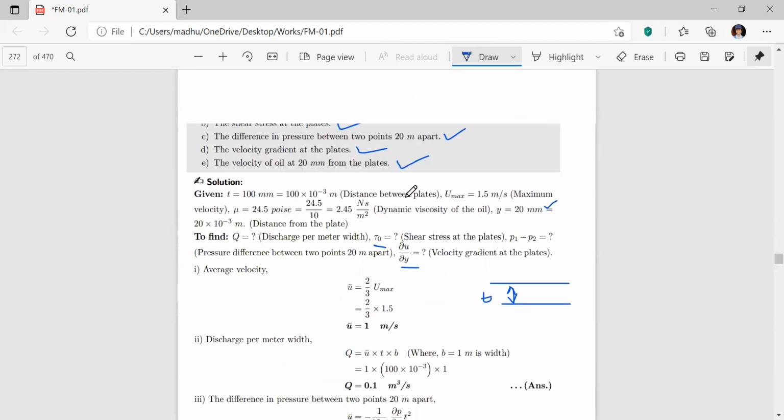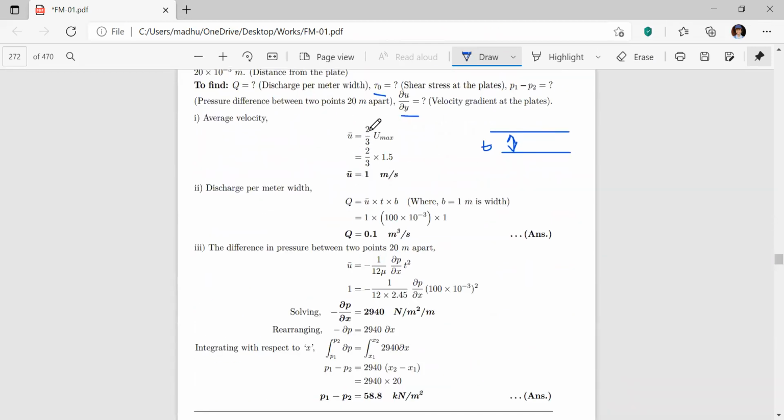Now we know that the average velocity u bar is equal to 2 by 3 times u maximum. So substituting 2 by 3, and u maximum we know is 1.5 meter per second, you will get the average velocity u bar is equal to 1 meter per second. Now discharge is equal to what? Q is equal to area into velocity.